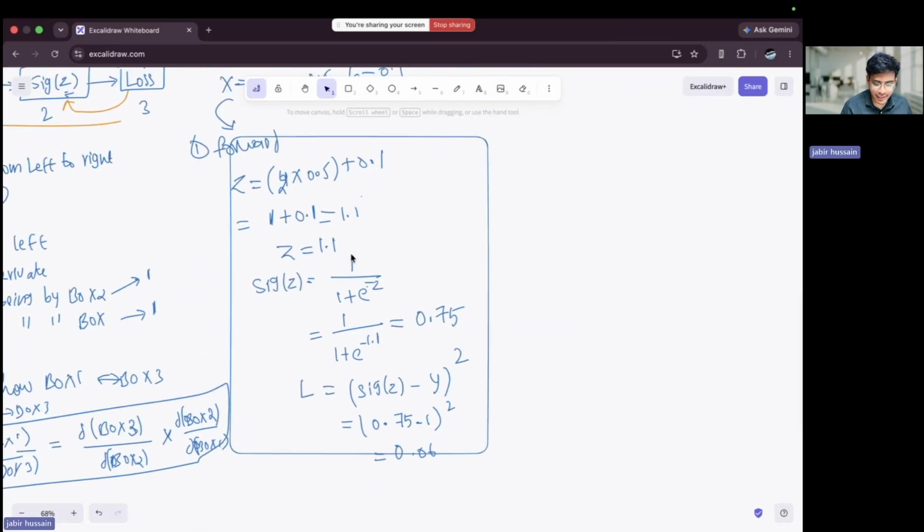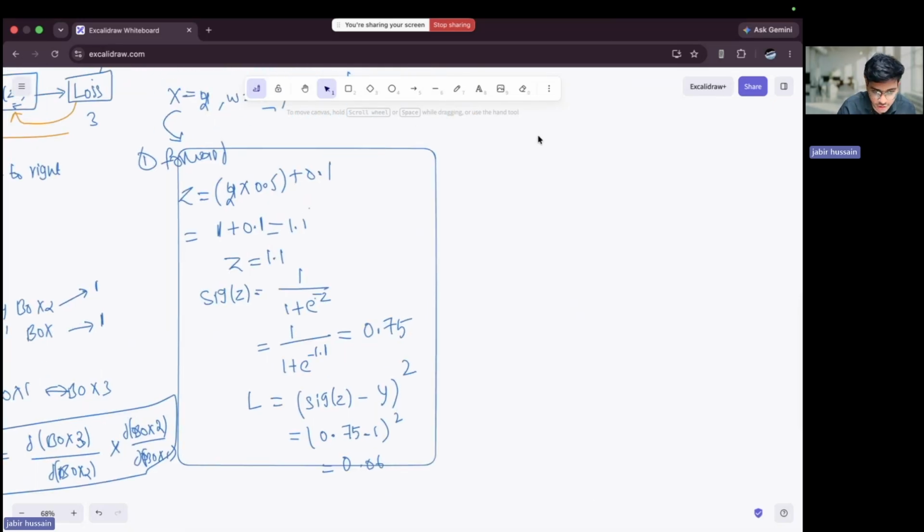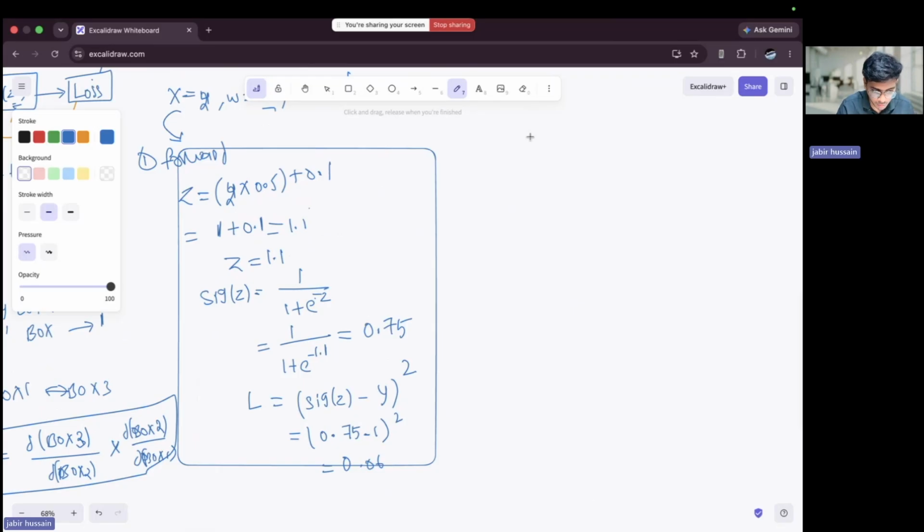Now the next step is to do the backward pass. We need to calculate local derivatives. So the second thing is the backward pass. I am standing at the last box. So what is the formula of loss? A minus y whole square. And here what is changing? y is constant. I'm representing sigmoid as A, instead of writing sigmoid of z each time, to avoid confusion, I'm just representing it with a letter.